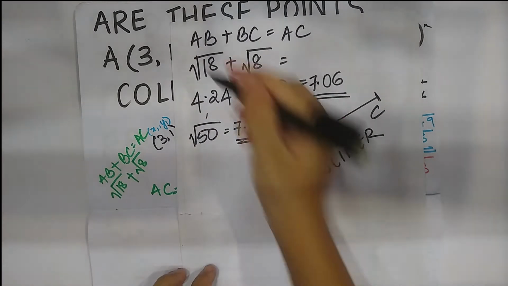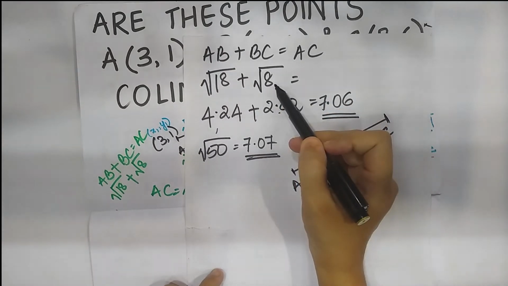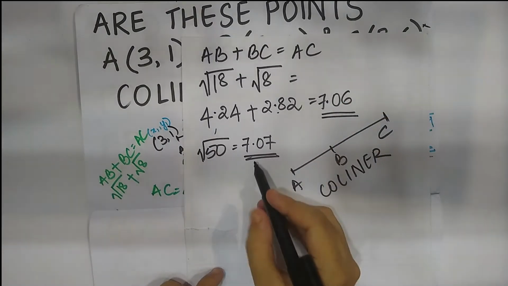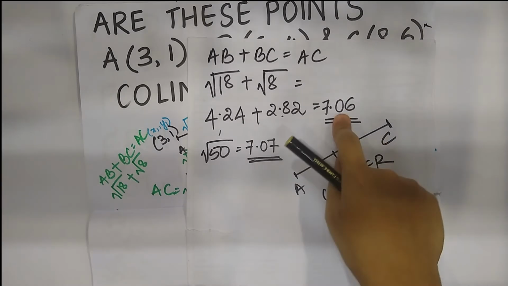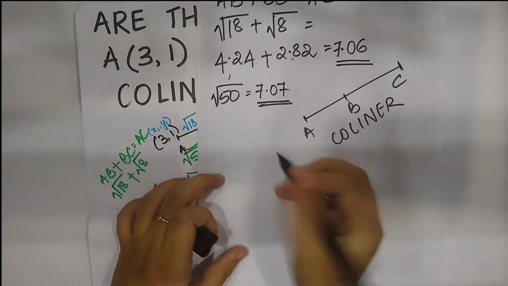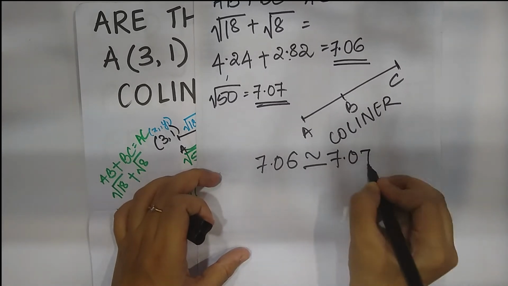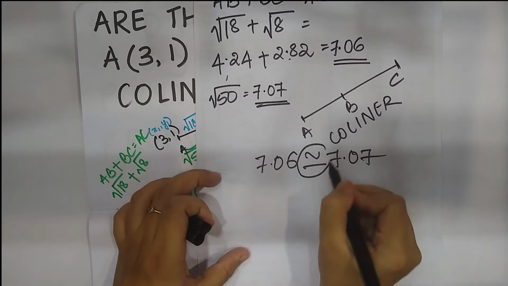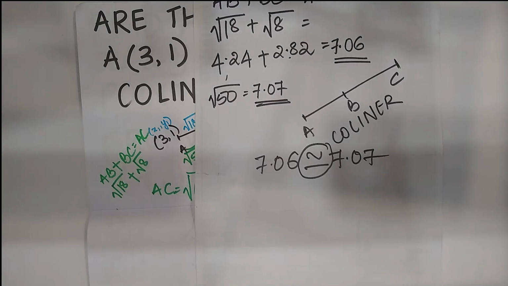Why? Because AB, which was square root of 18, plus BC, which was square root of 8, actually gave us something approximately equal to square root of 50. So we got 7.06, which is approximately equal to 7.07. This is the notation for approximate. Alright. So with this, we've finished studying about collinearity. So these kind of problems may come in your examination.